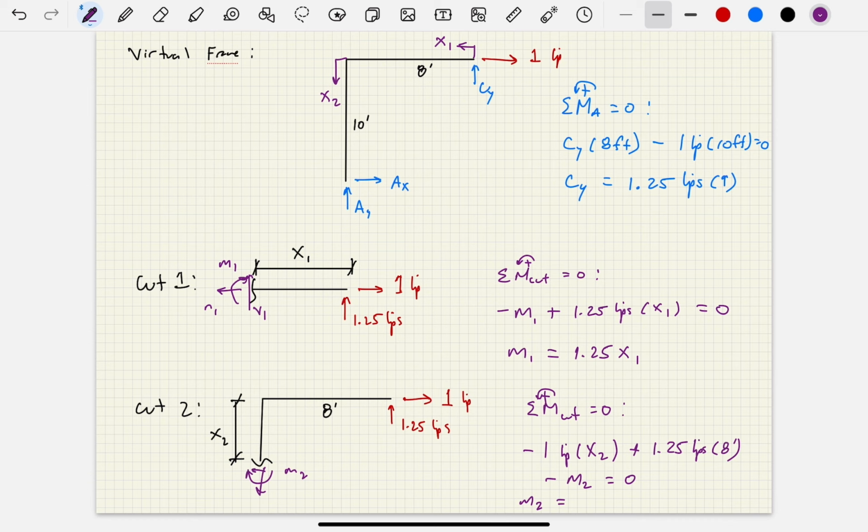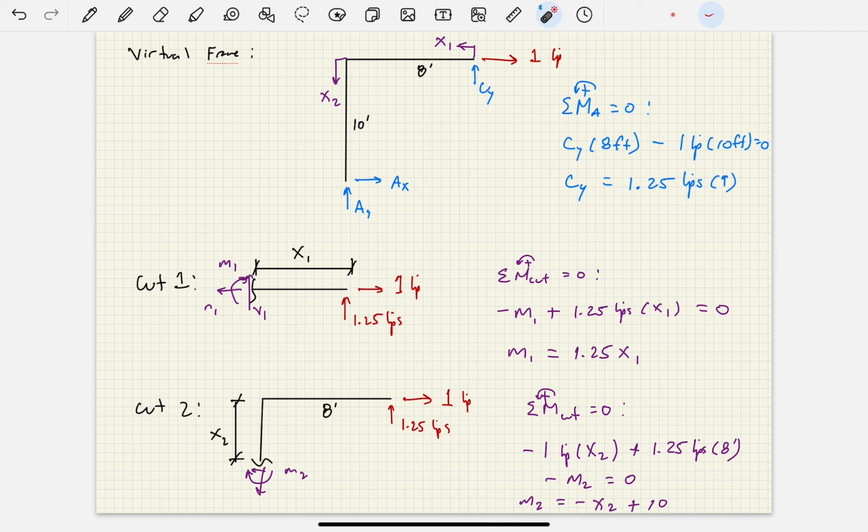And then I can do some rearranging and get little m2. So 1.25 times 8 is just 10. So doing some rearranging, I get negative x2 plus 10, okay? And collectively, both of these moment functions carry units of kips times feet, okay? And so you can incorporate the units into the functions if you want, or just leave them out for clarity purposes. For now, I'm leaving them out just so my work doesn't look as cluttered, okay?